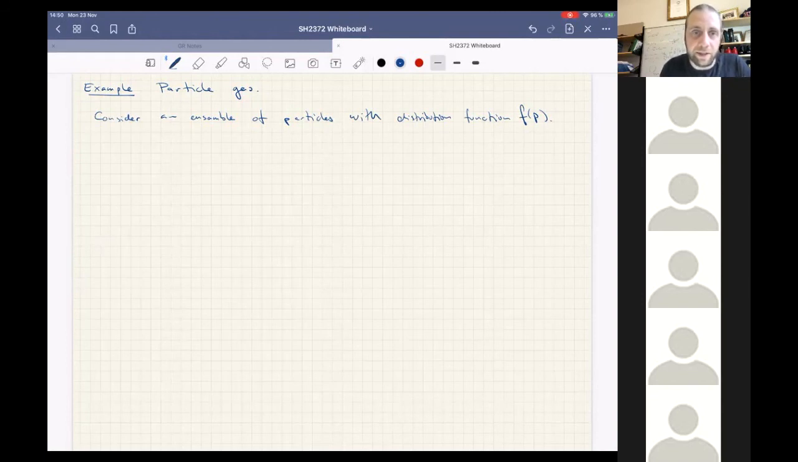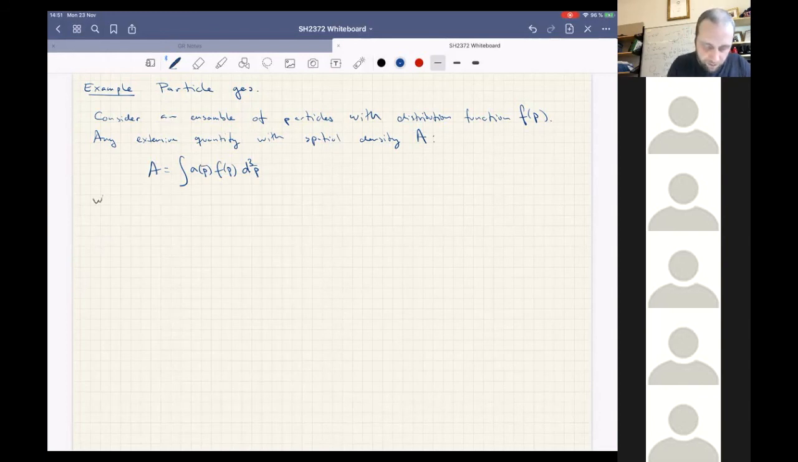So this means that if I have an extensive quantity with spatial density given by A, then A is going to be the integral over all momenta, f of p, and then A of p, where A of p is the addition to A of a particle with momentum p.